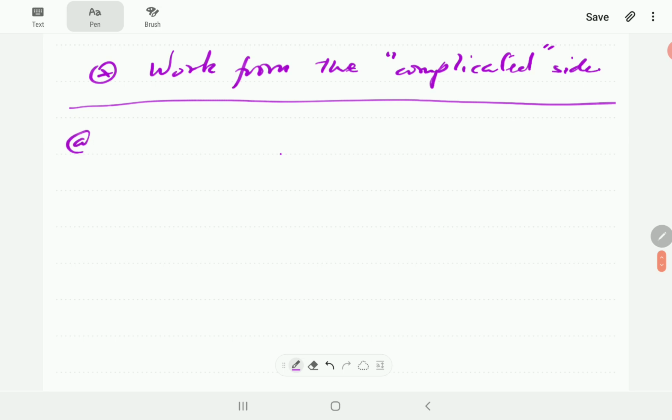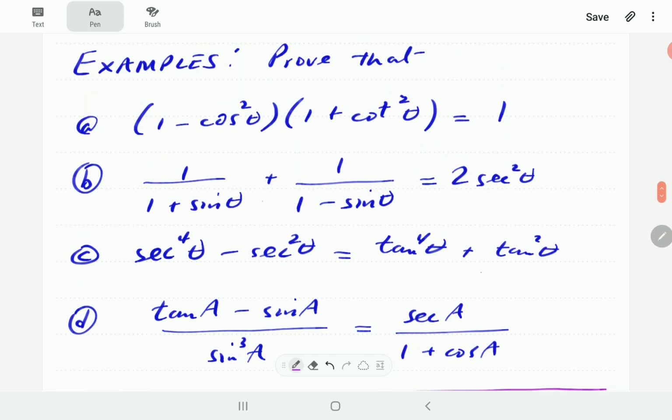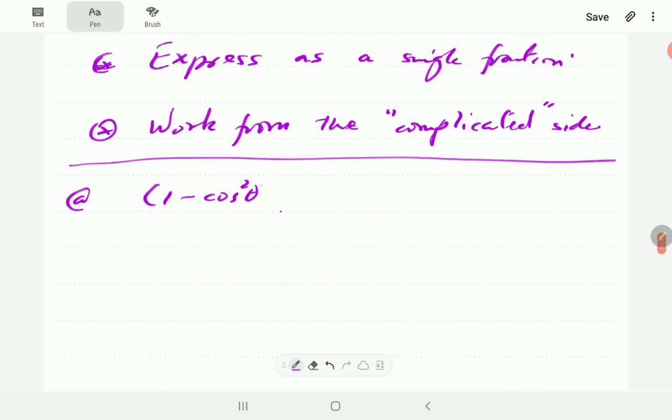Alright, so let's look at example A then. In example A, we have 1 minus cosine squared theta, multiplied by 1 plus cotangent squared theta, equals 1. So this time we're going to work from the left hand side because it clearly looks more complicated than the right hand side.